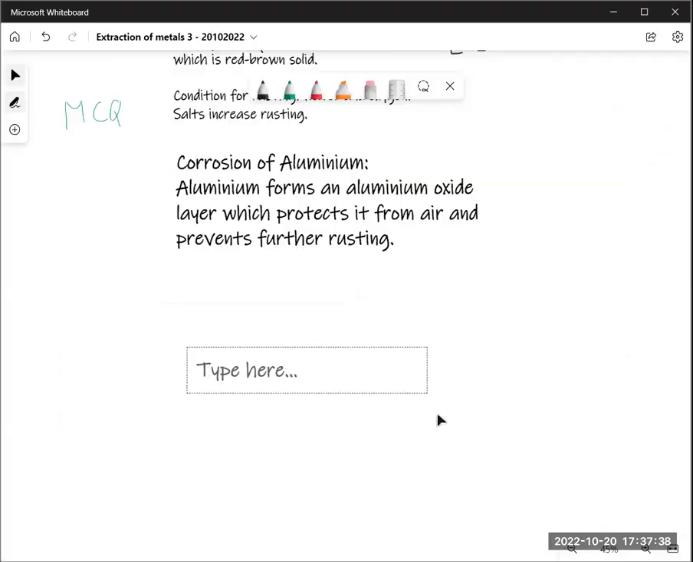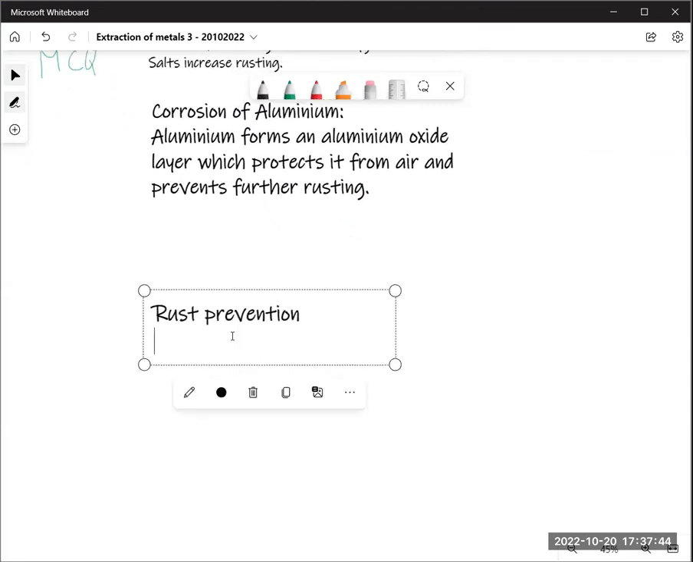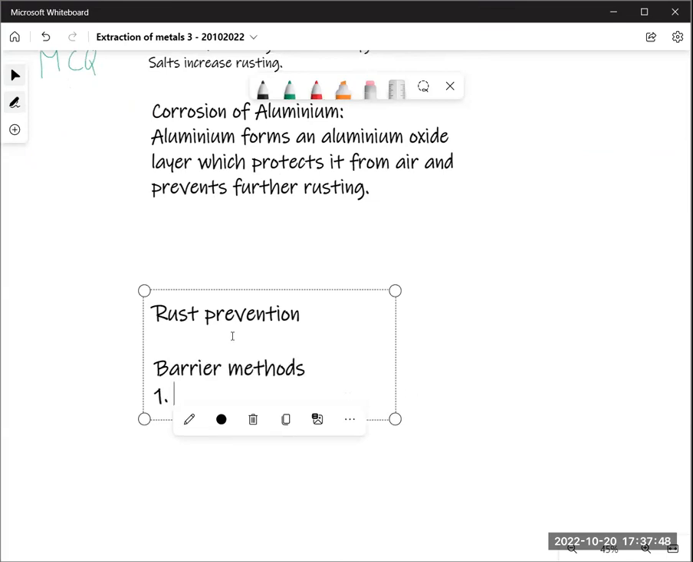Now, last thing, finally, we just look at rust prevention. First things are called barrier methods. 1, painting. 2, oiling, or let's say grease.